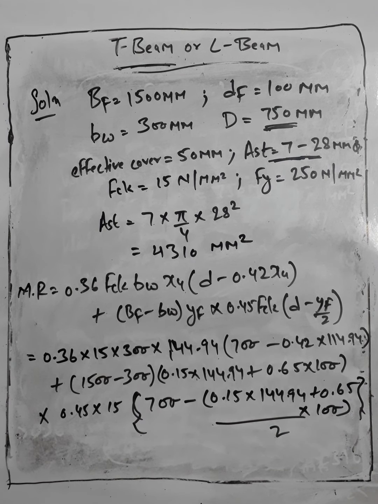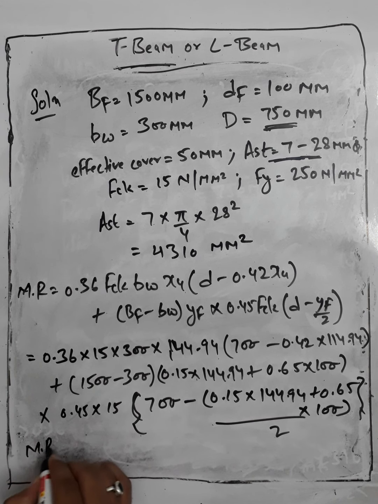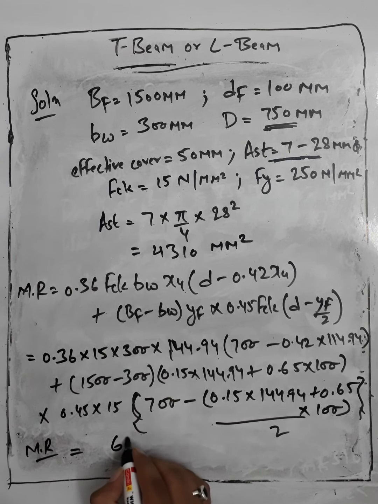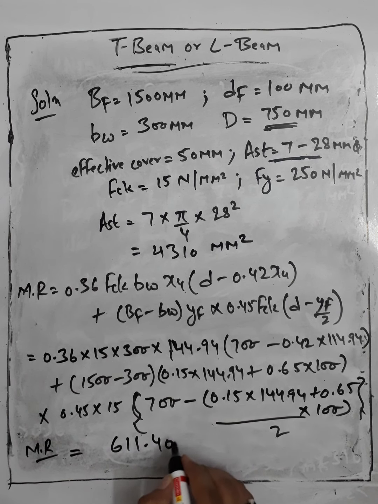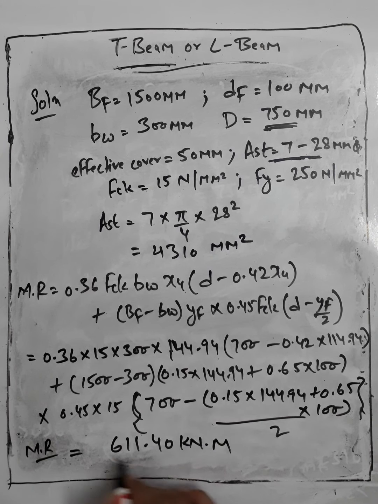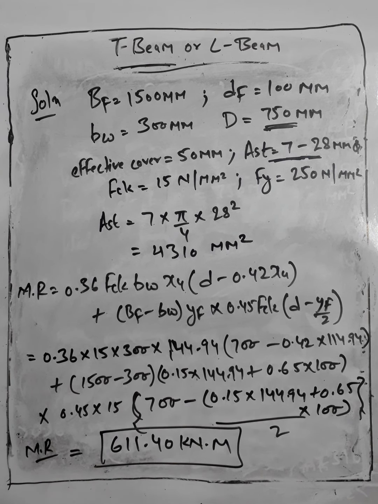So this is the equation. Now we have to solve this equation. So after solving this equation, we get here moment of resistance is equal to 611.40 kilonewton meter. So this is the value of moment of resistance for the problem.